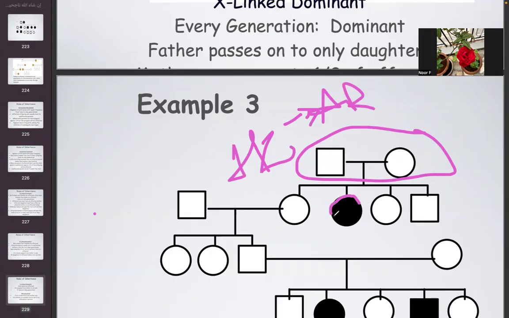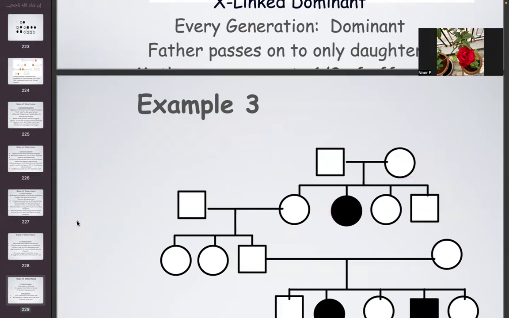So we see one affected female. That means suppose the father has an affected gene A and a normal gene A, and the mother has an affected gene A and a normal gene A. That means the child has received affected genes here. That's why this is the pattern you are seeing.